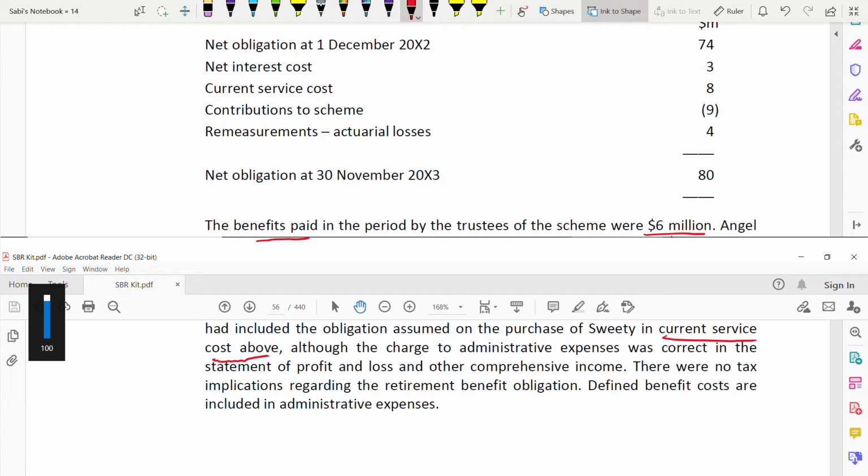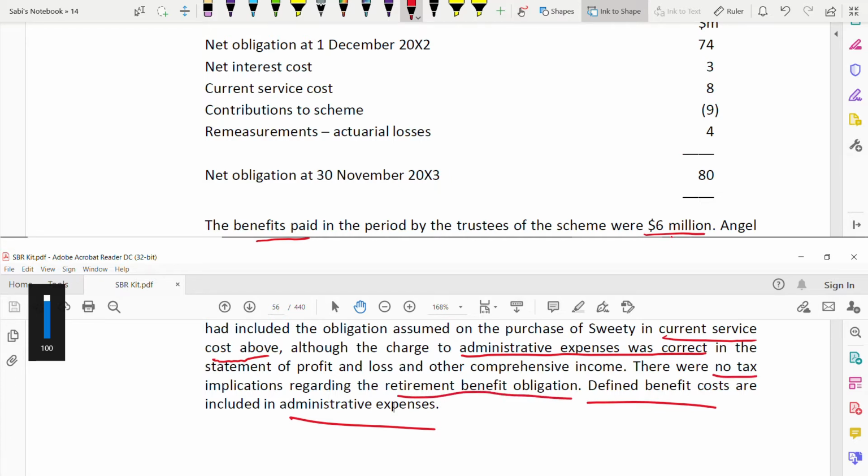Although the charge to admin was correct in the statement of profit and loss and other comprehensive income. So the charge to admin is correct. Therefore, there were no tax implications regarding the retirement benefit obligation. Defined benefit costs are included in the admin expenses. Where is it included? Admin expenses. And also, no taxes there for the retirement benefit obligation.